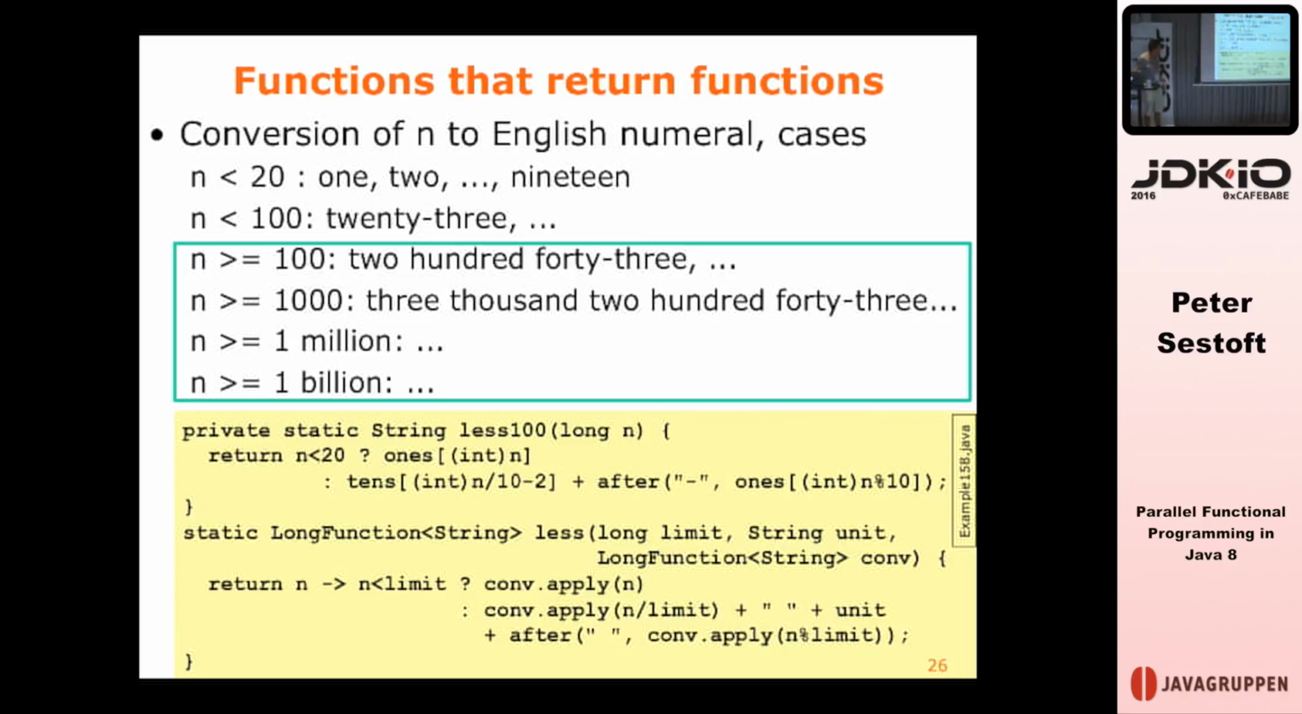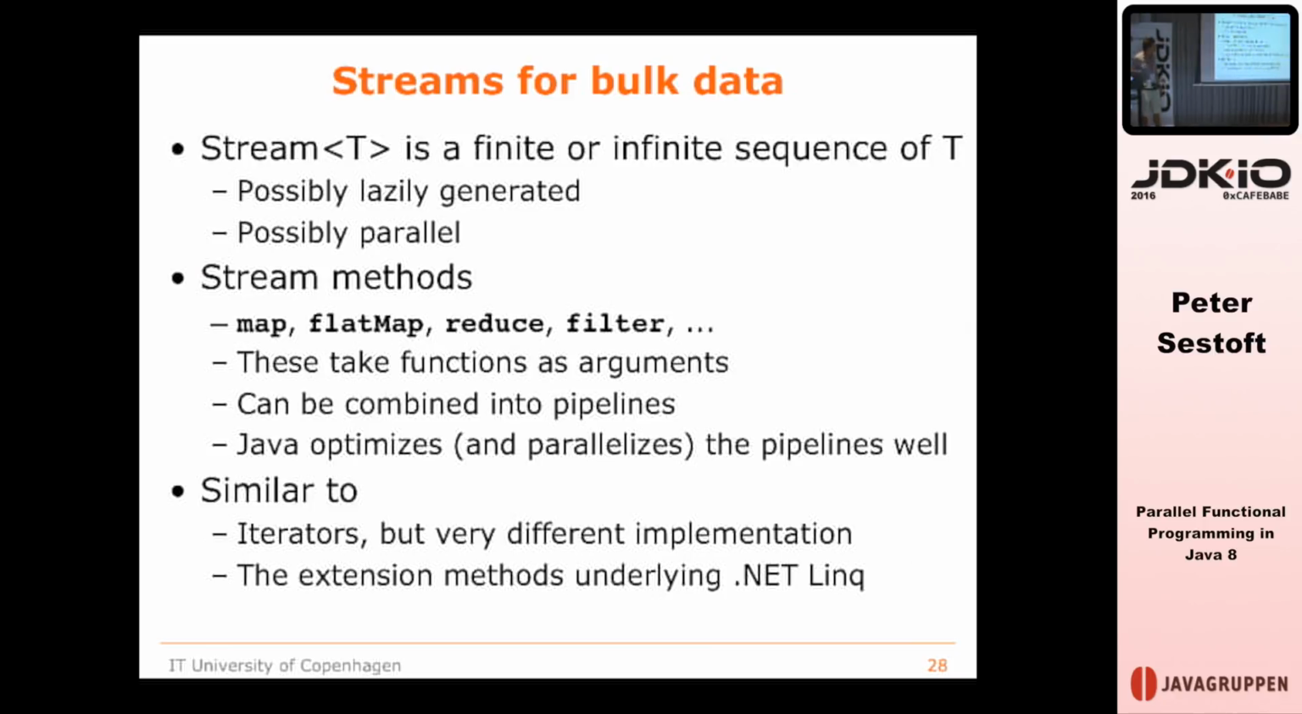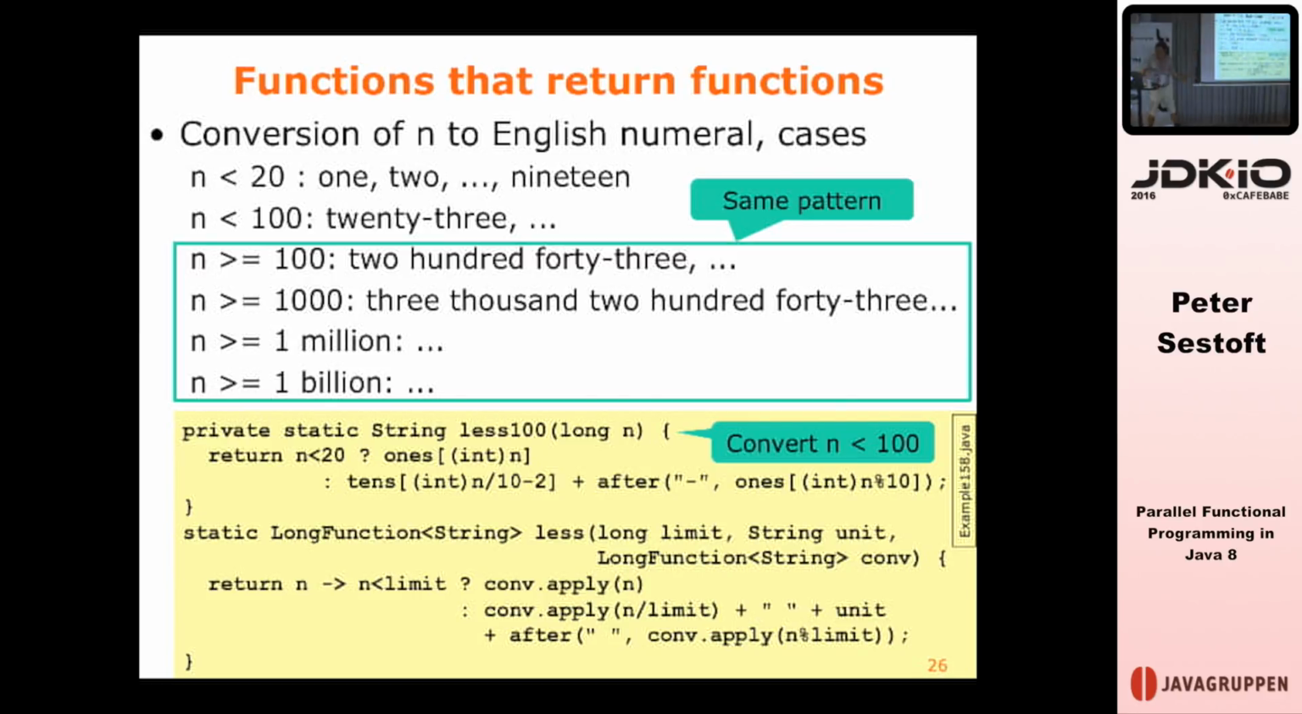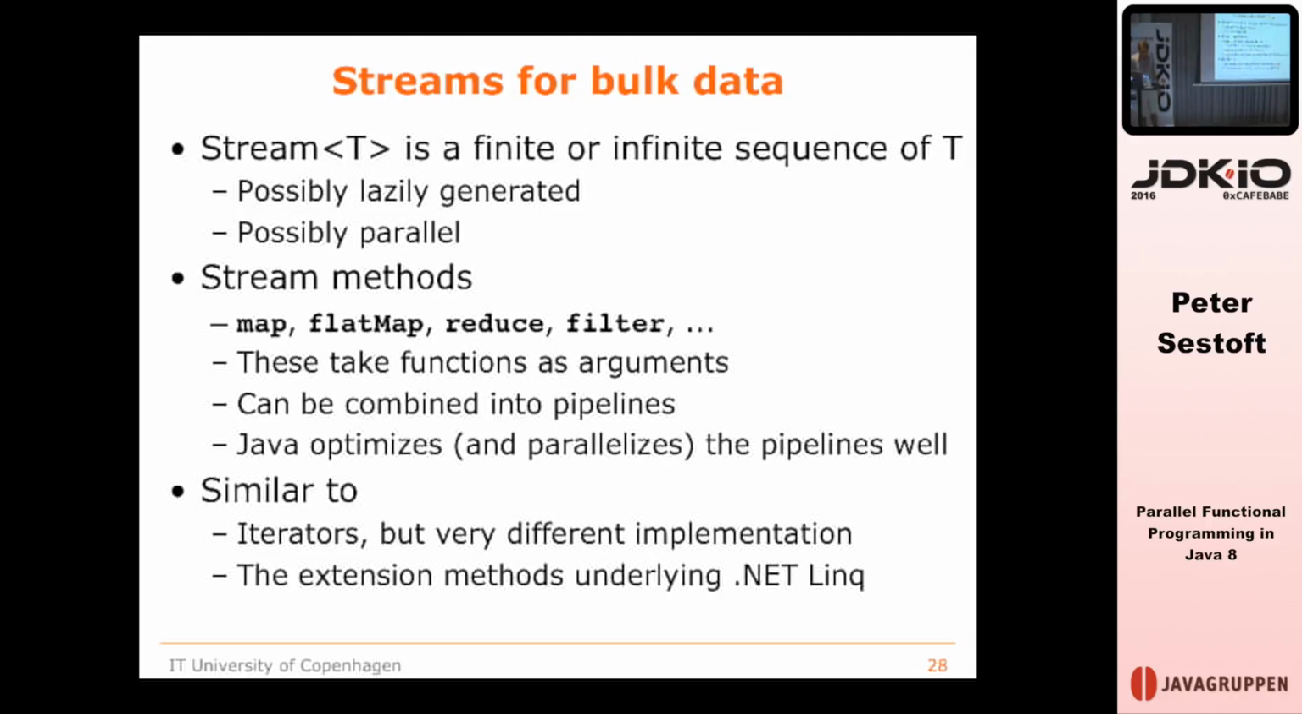So let's see. Here's a complicated example of using higher order functions. I think we'll skip it in the interest of getting to streams. But what's actually quite beautiful is that in a very, very few lines of code, you can write a converter from very large numbers to the corresponding English or French or German text by using a bunch of higher order functions and very simple stuff like this. But I'll skip that. So basically, we are here to talk about streams.